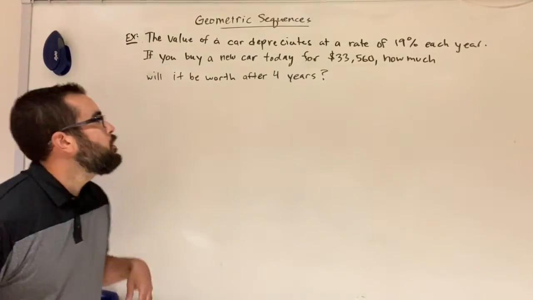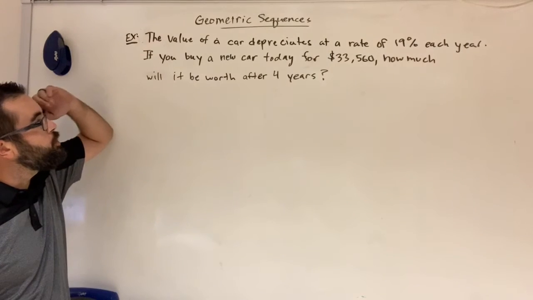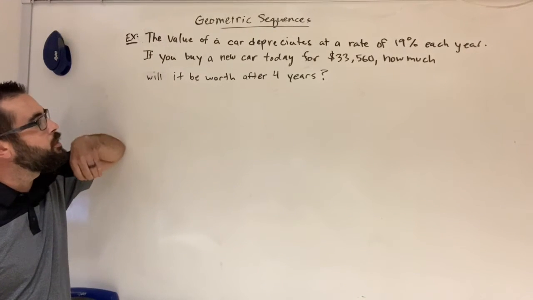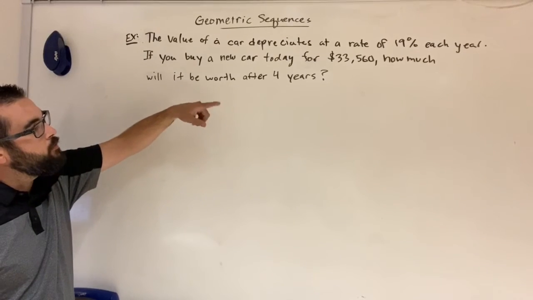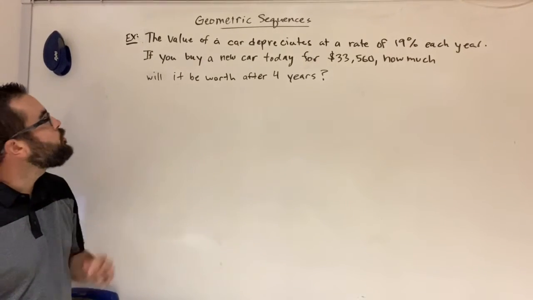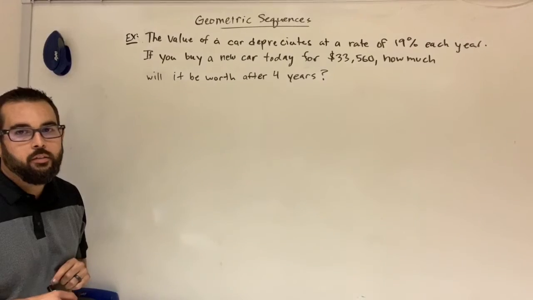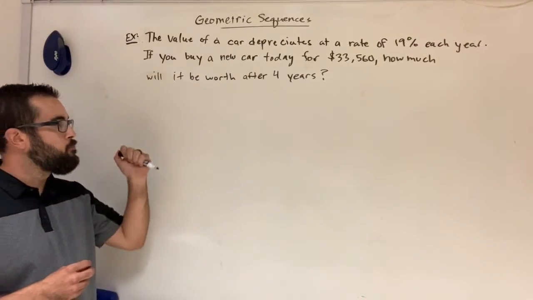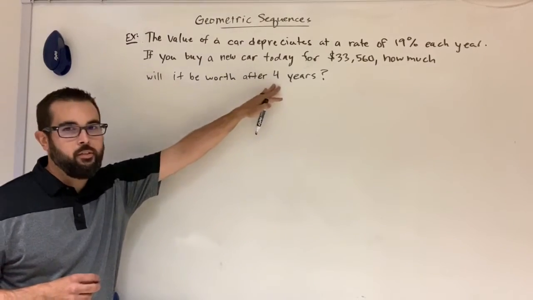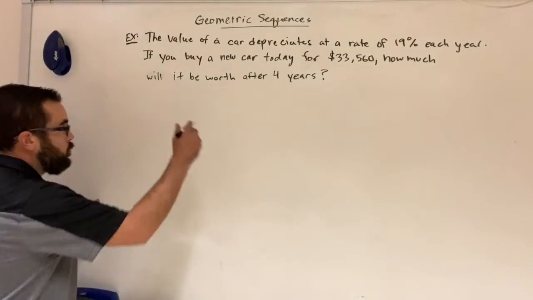Last example. So we have the value of a car depreciates at a rate of 19% each year. If you buy a new car today for $33,560, how much will it be worth after 4 years? So if you're not careful in this problem, you can make a mistake with this 4 years. So I want to explain kind of what this looks like.